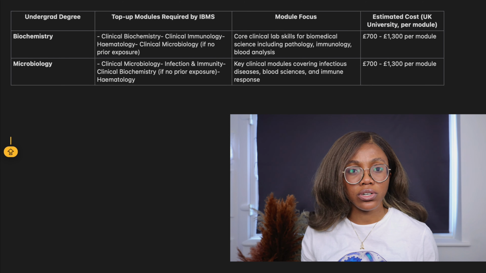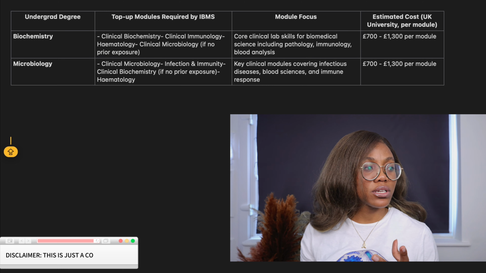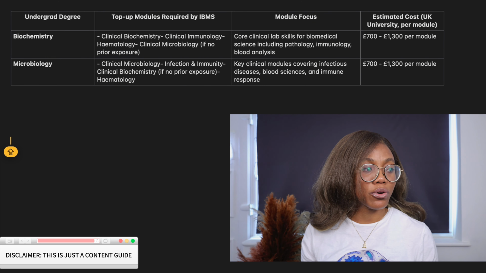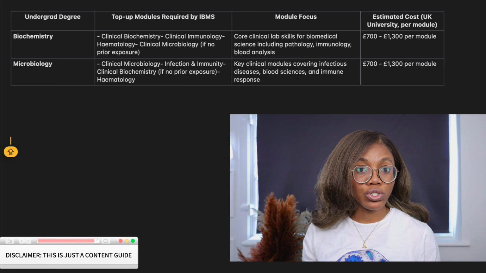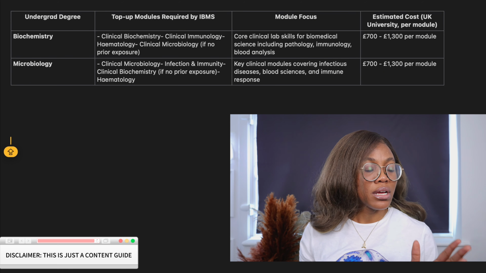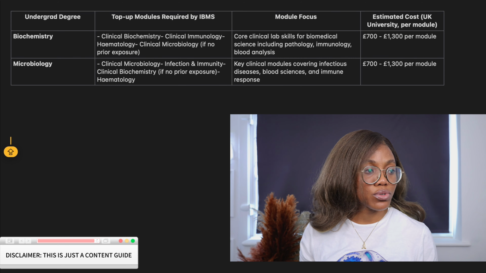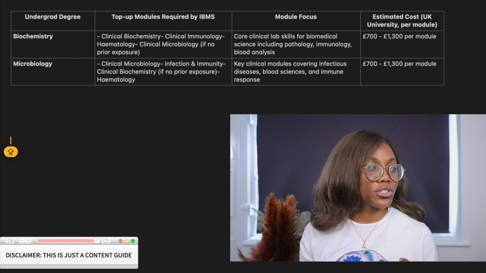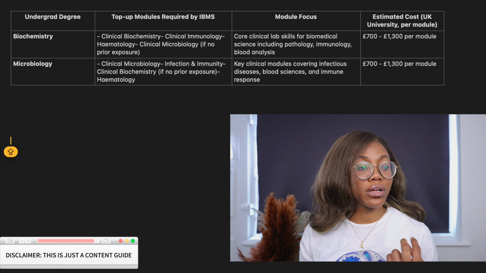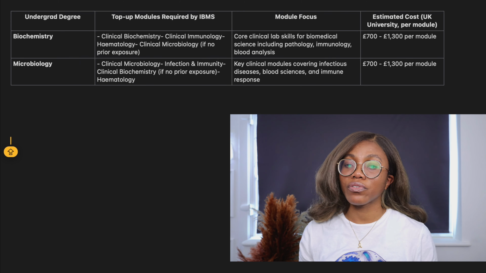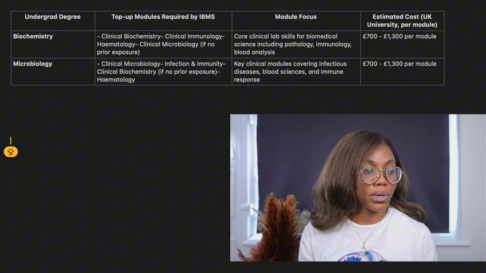different specialties to do. So for biochemistry graduates, people who did biochemistry in their undergrad, they had been requested to do clinical biochemistry, clinical immunology, hematology, clinical microbiology if they've shown no prior exposure. And basically all they will just focus on are core clinical laboratory skills. For microbiology, same thing, they will be asked to focus on clinical microbiology, infection and immunity, clinical biochemistry if you've had no prior exposure, and also hematology.